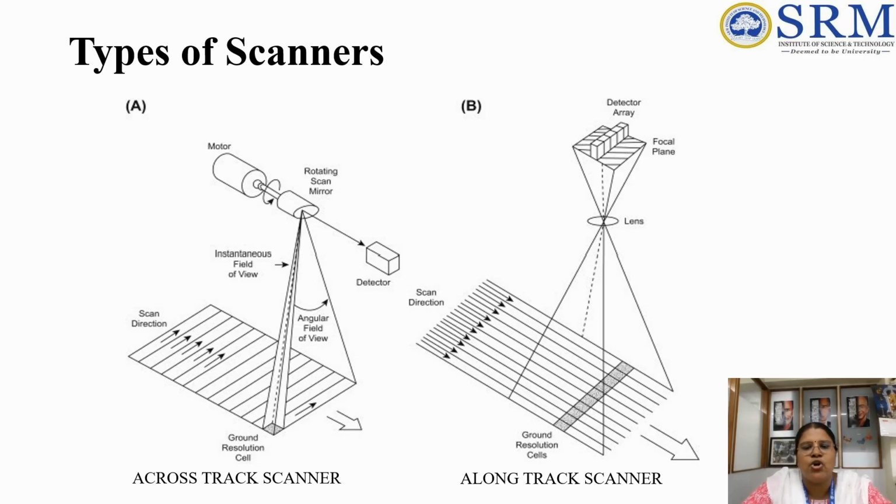And the second one is the along-track scanner. The track is in this direction, and the scan is also done in the same direction as the track.